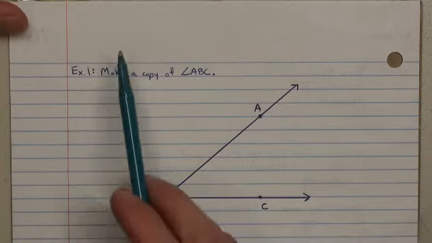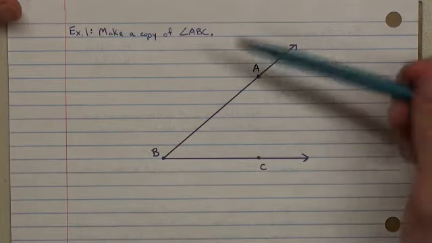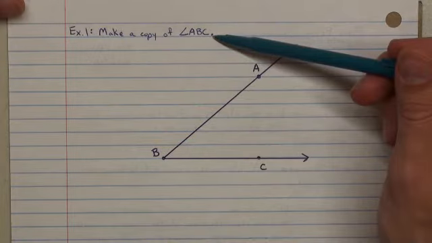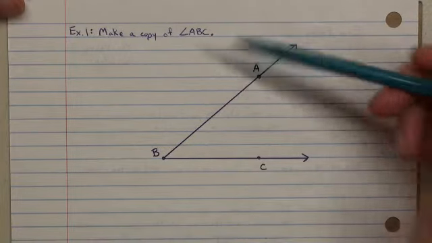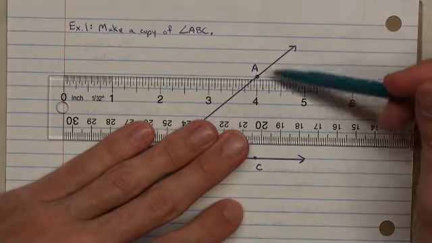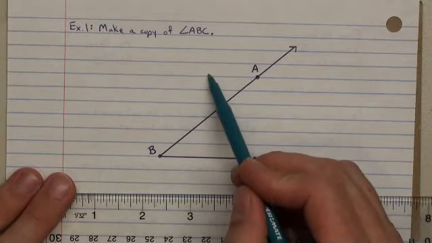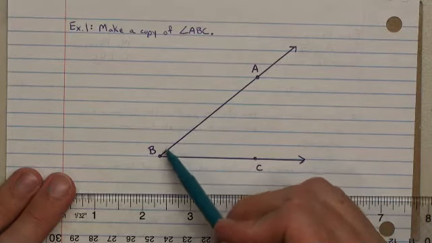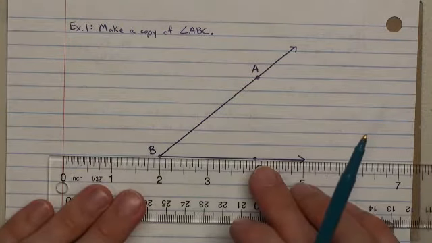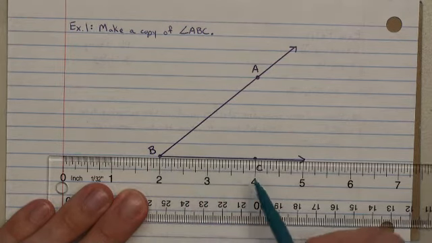So, for example 1, we want to make a copy of angle ABC, and this is the given angle. Now, you need to count down from this line 1, 2, 3 lines, okay? And you put your ruler at the 0 lined up on the left margin, and you can see this dot is 4 inches in, okay? Then you go down from here 1, 2, 3, 4, 5, 6 lines. Line your ruler up again, and you can see this point is at the 2-inch mark, and this point is at the 4-inch mark. Okay?